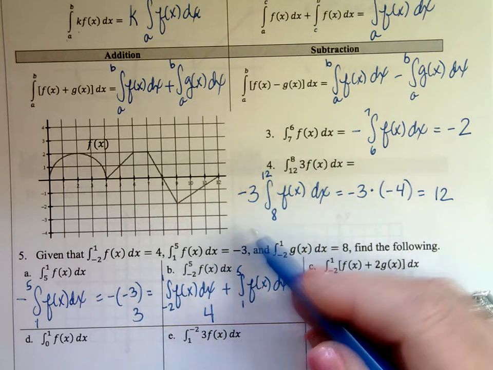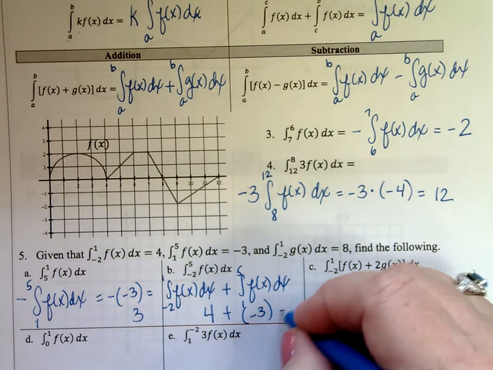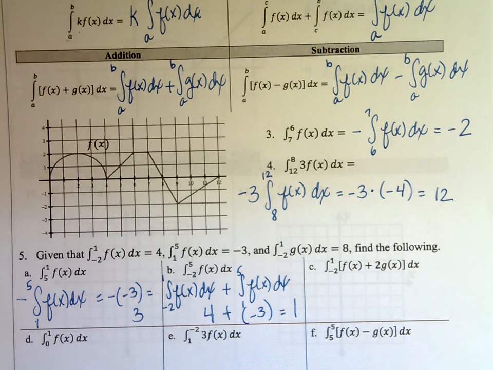1 to 5 is negative 3. And so I get an answer when I add them up of 1.